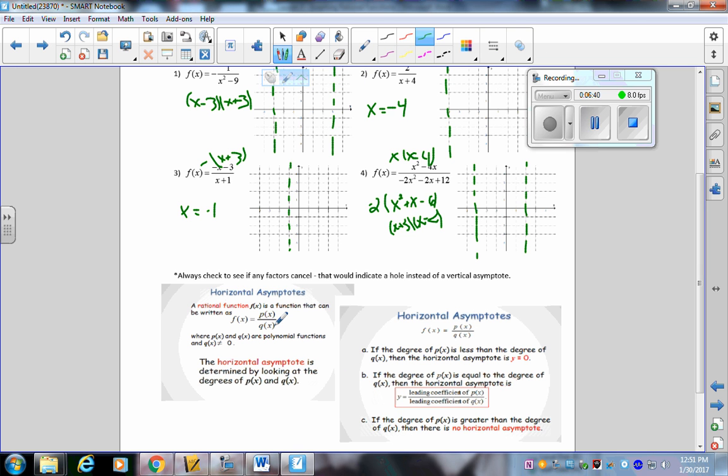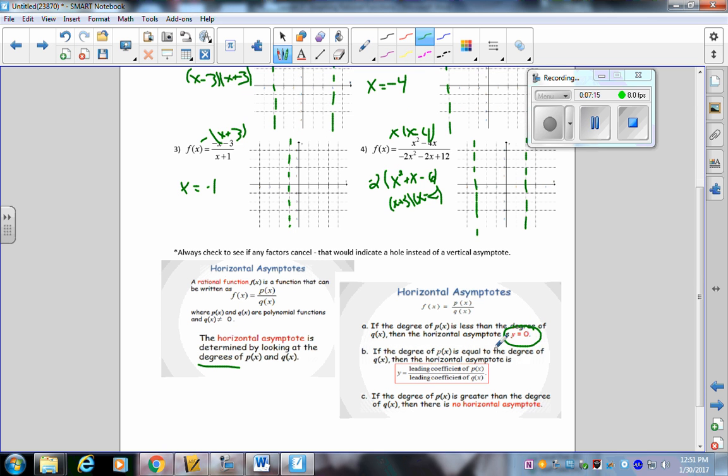Okay, so just a reminder, horizontal asymptotes, we can find them by looking at the degrees of p of x and q of x. Degree means the highest exponent that we see. So there's 3 different scenarios that we need to look at. Situation A tells us that if the degree in the numerator is less than the degree in the denominator, so maybe on top you have an x squared and in your denominator you have an x cubed, then it will always be y equals 0.